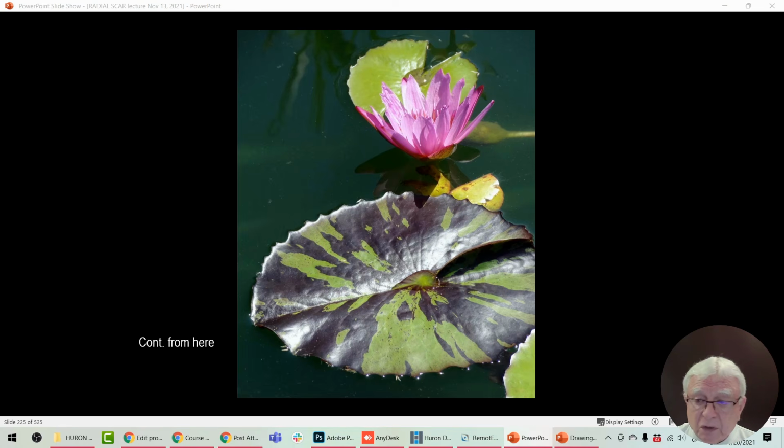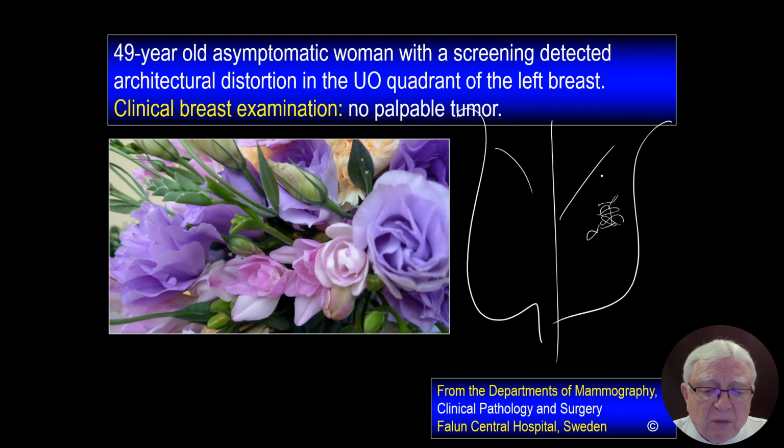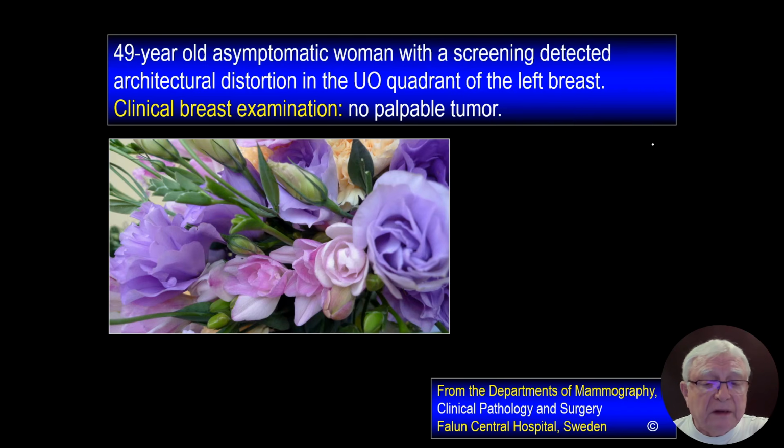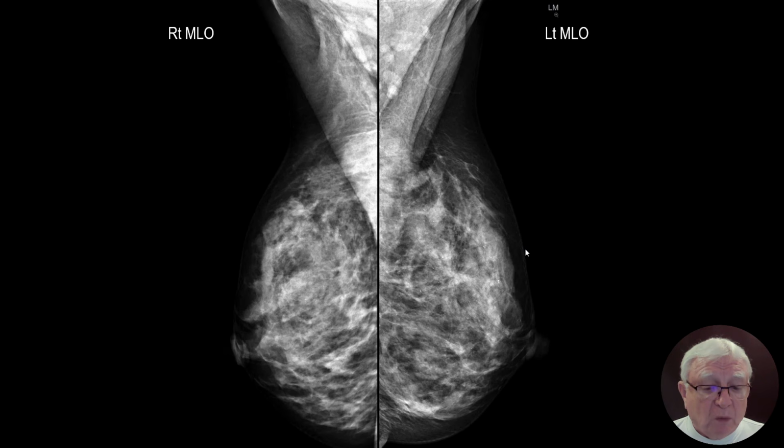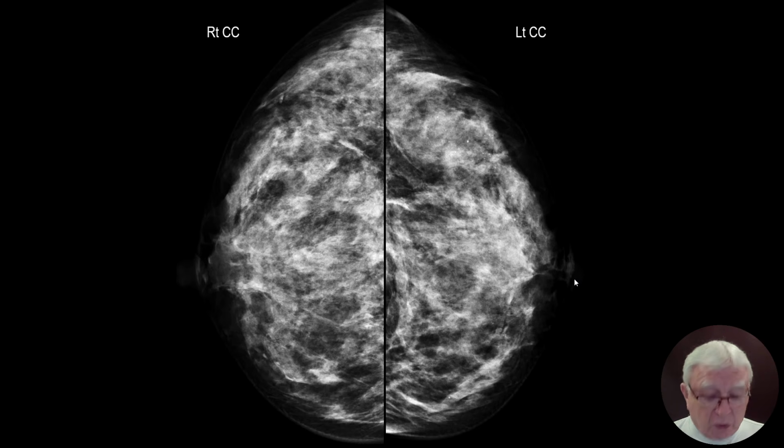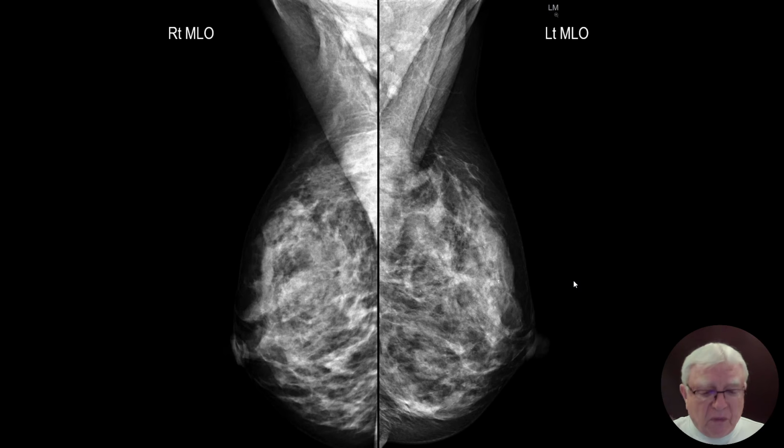We are going to continue where we finished with the lecture about the non-specific asymmetric density with a very slight architectural distortion. And then we called it radial scar. One after the other is going to be an asymptomatic woman. I think I would tease you if I was asking you whether you would call her back. But because you have your telephone fired up, would you mind telling me, if you had this case in front of you, would you mind calling her back?